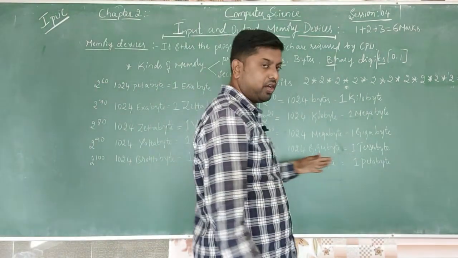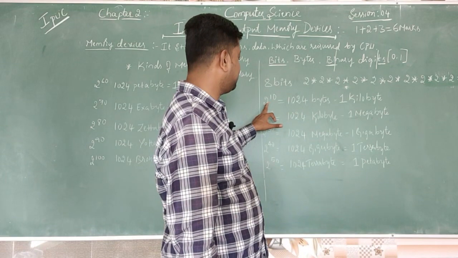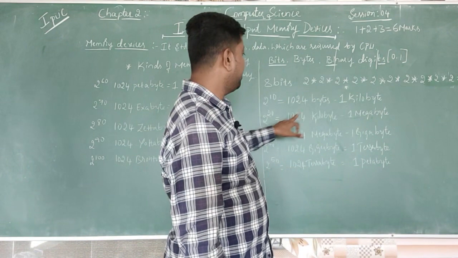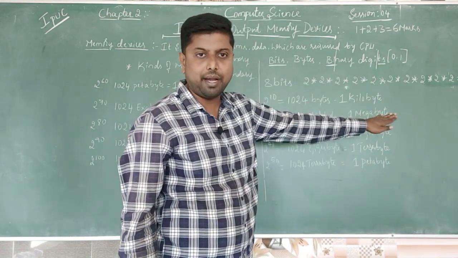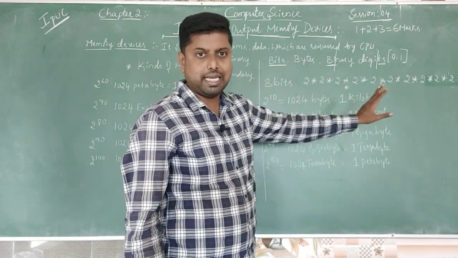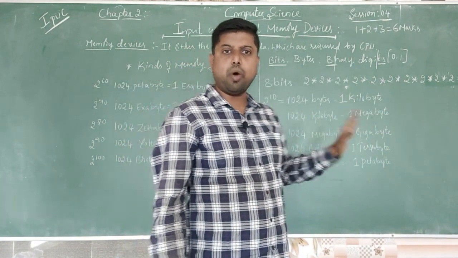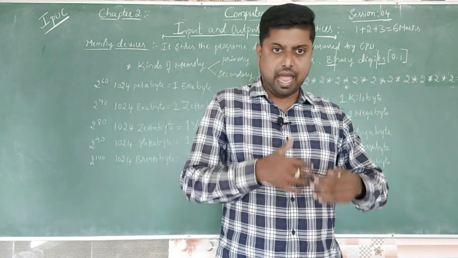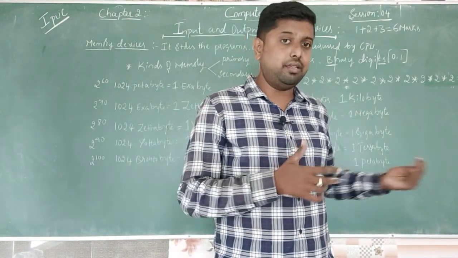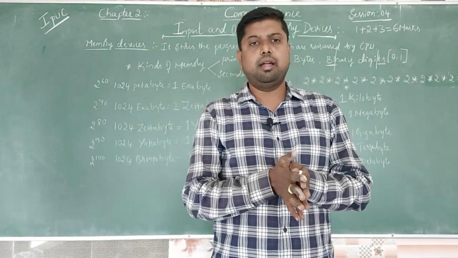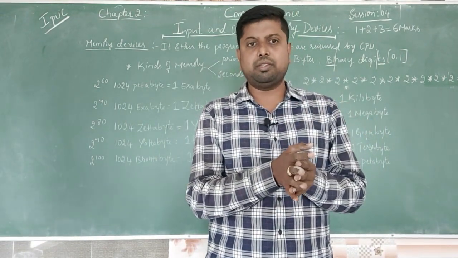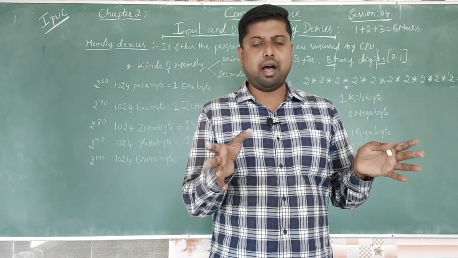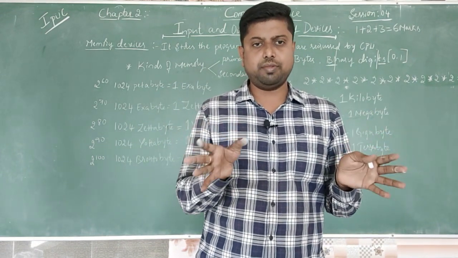But at the initial stages, 2 to the power of 10, that is 1024 bytes, is equal to 1 KB, 1 kilobyte. And 1024 KB is equal to 1 megabyte. 1024 megabytes is equal to 1 gigabyte. 1024 gigabytes is equal to 1 terabyte. Like that, the memory units keep multiplying, and we can store data using these units. This is a general description of how the computer stores data by these units. Usually byte and bit are the units for calculating memory.